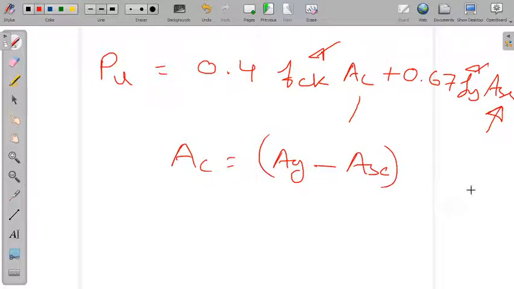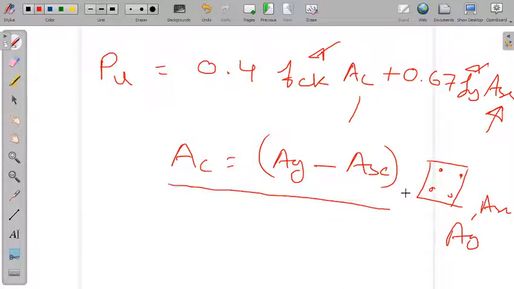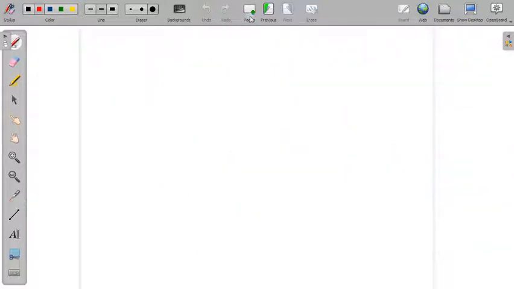Okay, say this is your column. In this column, this outer dimension if you take, that is called the gross area, and once you have provided the reinforcement here, then take this area of the reinforcement, this is called ASC. So the difference between these two is called the concrete area. That means this equation we can modify, because initially we do not know what the concrete area is. So how to modify this equation?